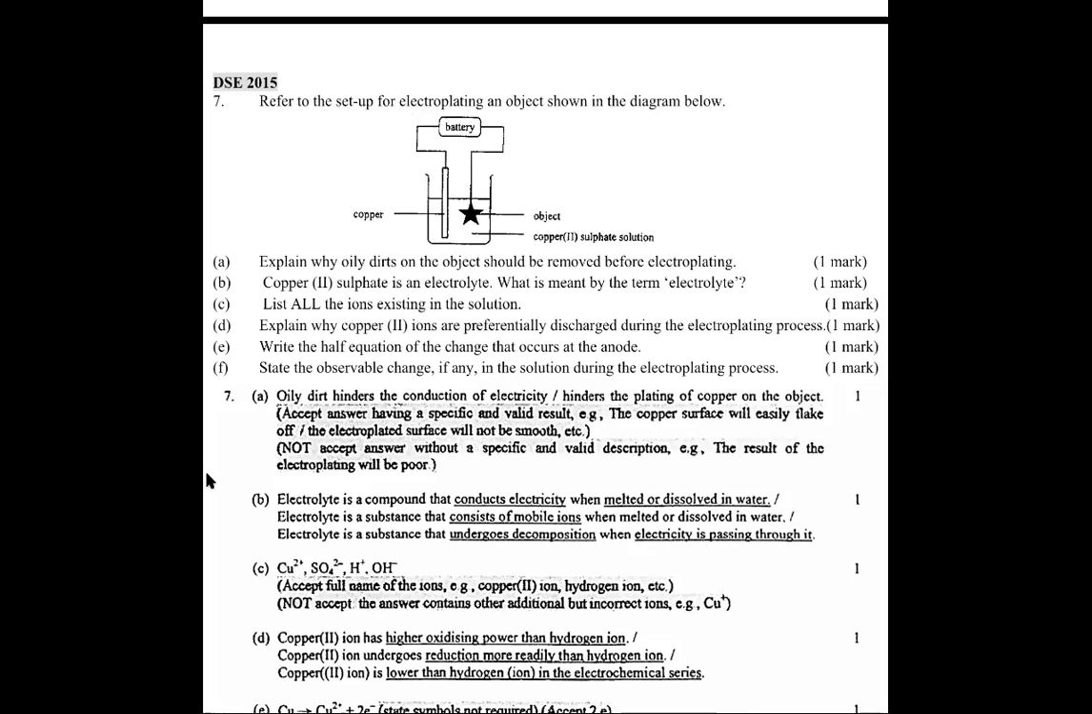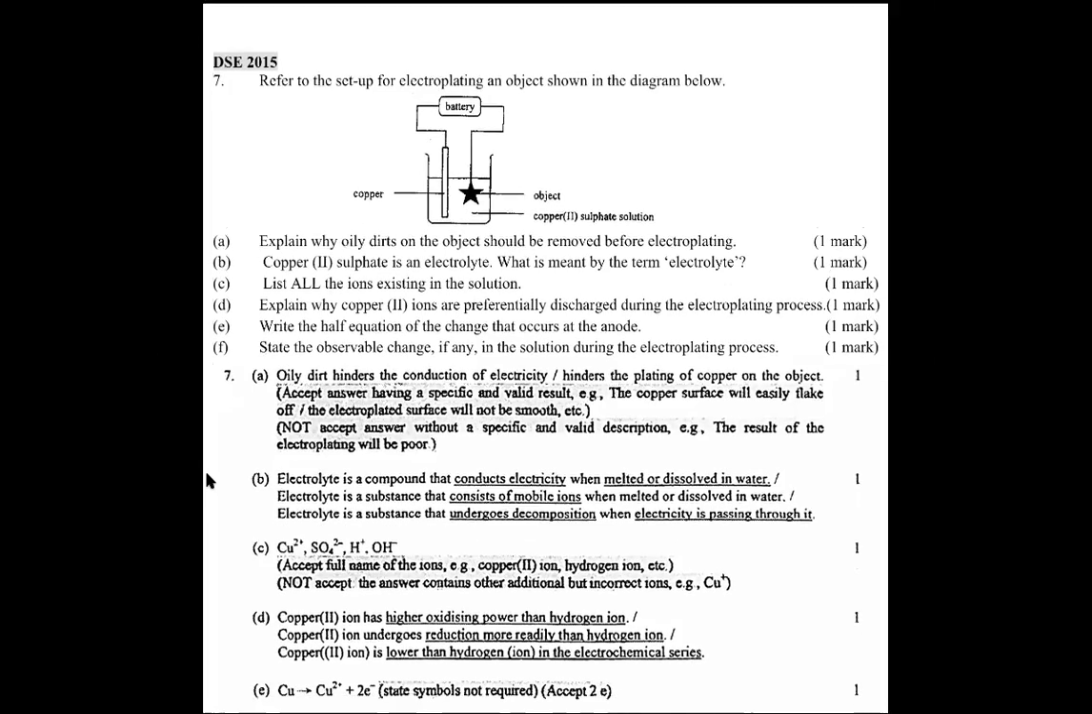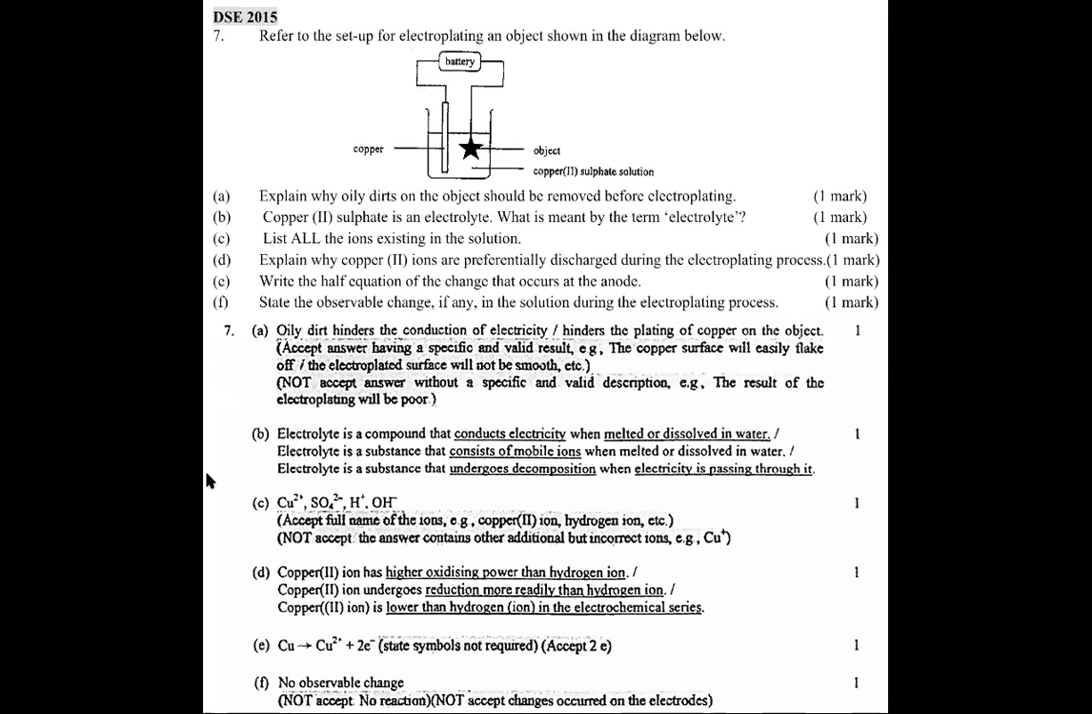Okay, that's for A. And then copper(II) sulfate is an electrolyte. What is meant by the term electrolyte? A lot of you have mentioned electrolyte can let ions move so it completes the circuit. But you didn't mention where all the ions come from. Here you need to mention that those ions are from the electrolyte. It provides the mobile ions to complete the circuit.